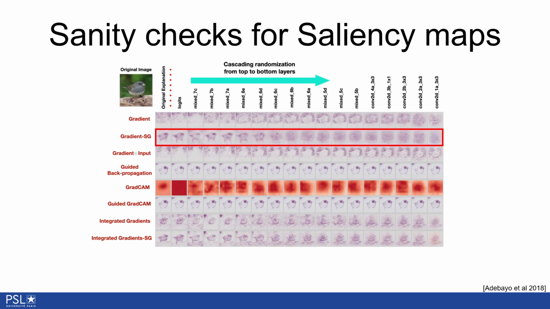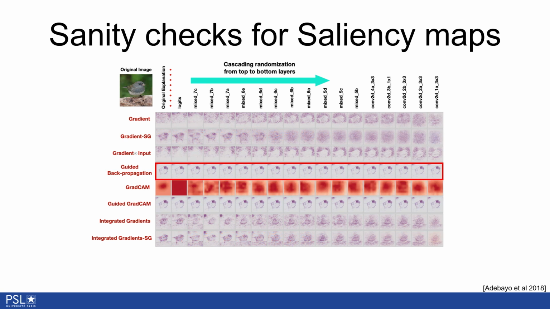A visual comparison gives us an idea of how sensitive the different saliency methods are to the parameters of the network. For example, the second line shows that when combining vanilla gradients with smoothgrad, the result is not very sensitive to randomizing the very top layers, but once the middle layers are randomized, the saliency map is completely blurred. In contrast, guided backpropagation appears not to be sensitive at all to randomization. It seems to produce the same saliency map even if all layers are randomized.